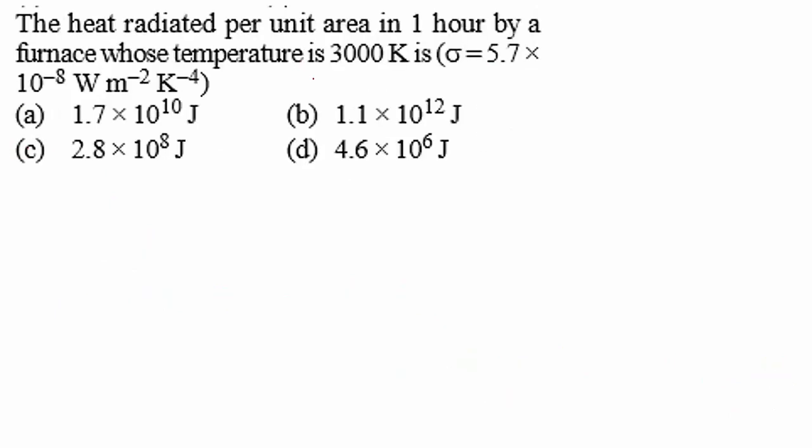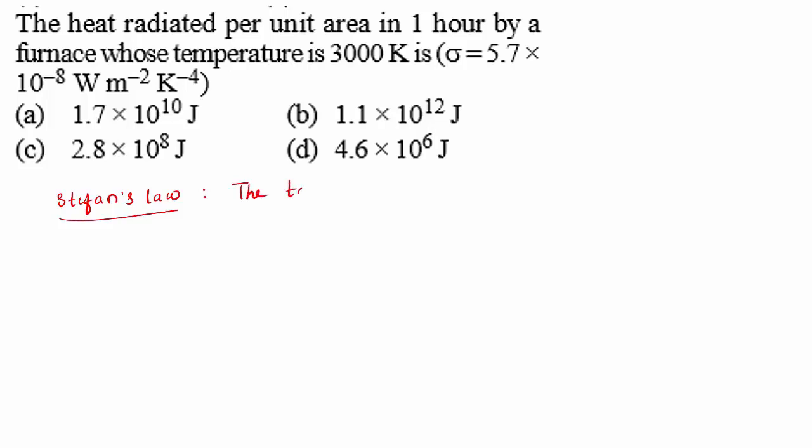The heat radiated per unit area in 1 hour by a furnace whose temperature is 3000 Kelvin is, sigma equal to 5.7 into 10 raised to minus 8 watt per meter square per Kelvin raised to 4. According to Stefan's law, because here sigma value is given, temperature is given, so we can use directly Stefan's law that you studied in thermal properties of matter. See here, first I will tell you Stefan's law statement. What does it state?